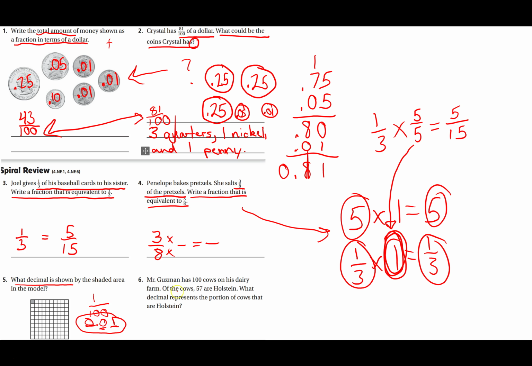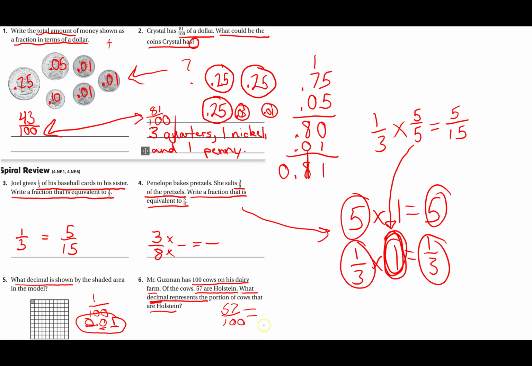Okay, number 6. Mr. Guzman has 100 cows on his dairy farm. Of the cows, 57 are Holstein. What decimal represents the portion of cows that are Holstein? Okay, so again, he has 100 total cows. We always have the part over the whole or the part over the total. The part that we're talking about is 57 Holstein. That's the fraction. And then I want to write that fraction as a decimal.